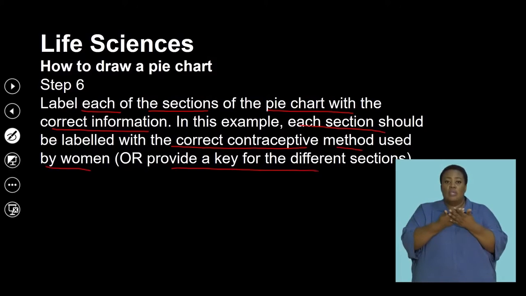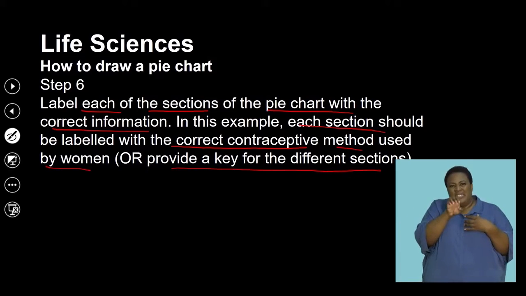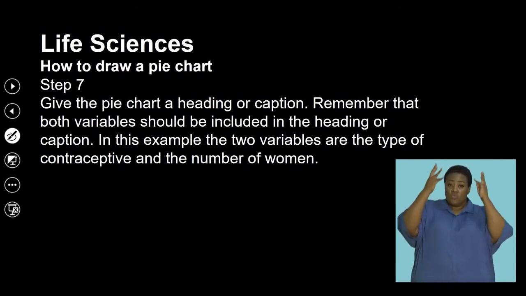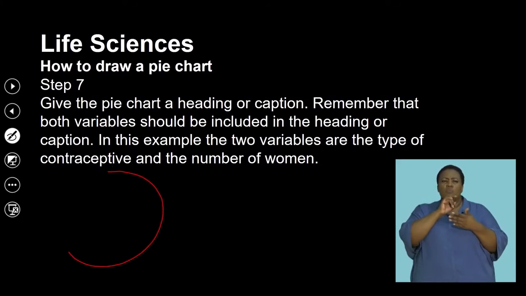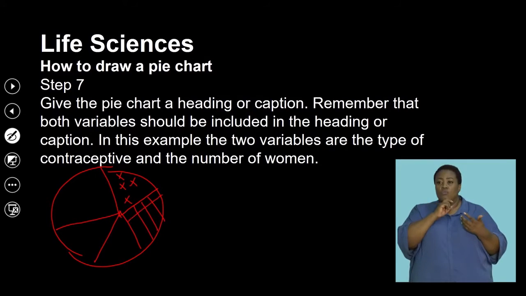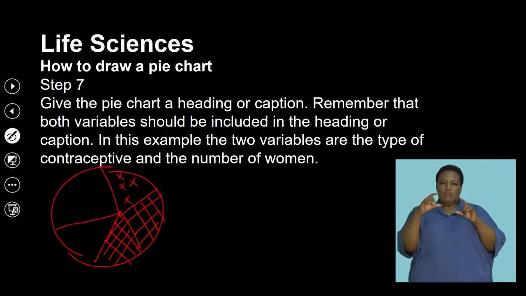Or you could provide a key for the different sections, and I've seen that learners could get creative around different kinds of illustrations that they use. So some learners tend to use circles or highlights, so you could shade out different sections using crosses, or segments, smaller segments, or you could simply label it on here to say, well, in this case I'm going to say condoms, and this was 35%, and I'll illustrate that.